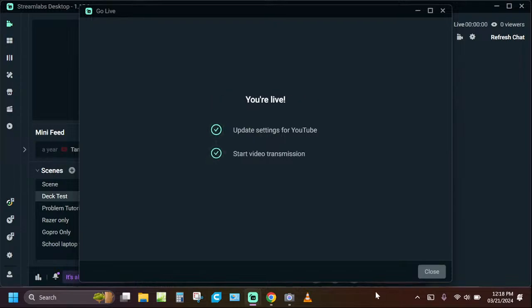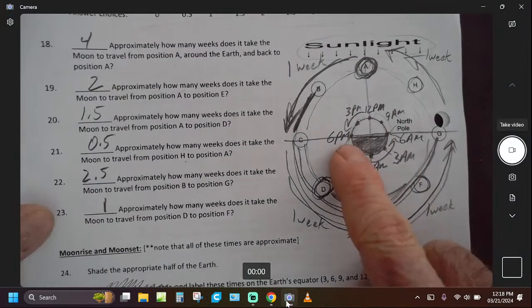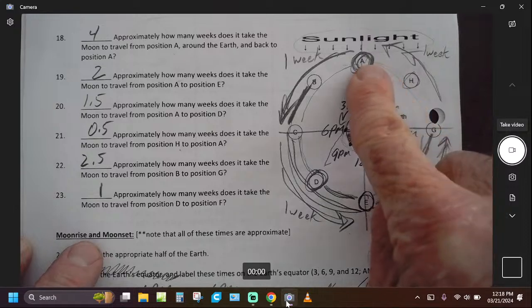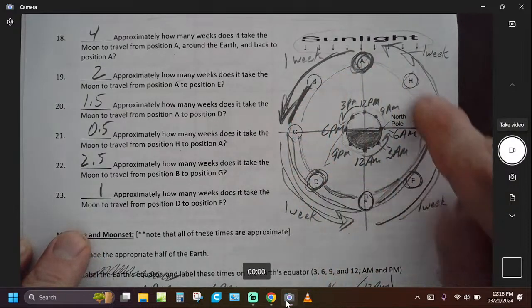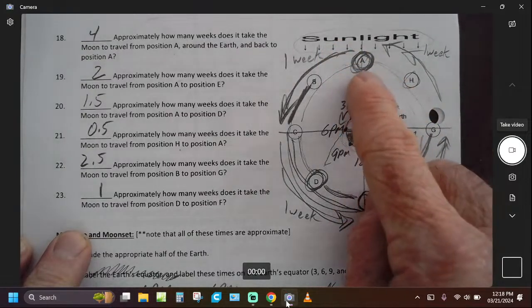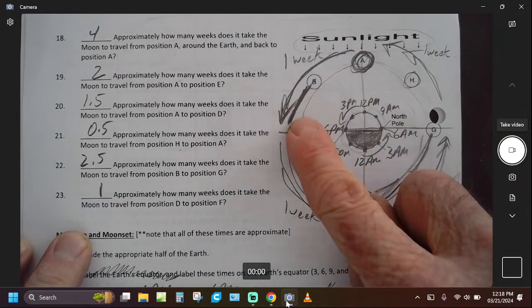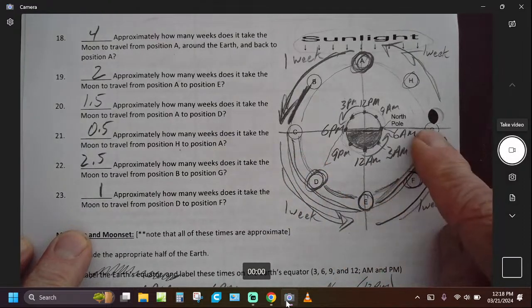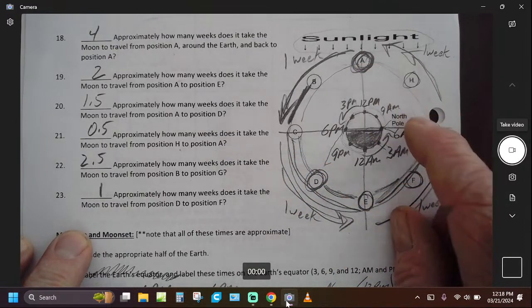But in here, we did this. And I just want to refresh your memory on this. This is really easy. It takes 4 weeks for the moon to go all the way around. So you can divide this thing up into quarters, and each one's a week. So from A to C is about a week, and C to E is about a week, and E to G is about a week, and G to A is about a week.